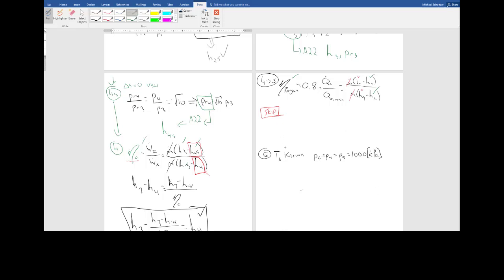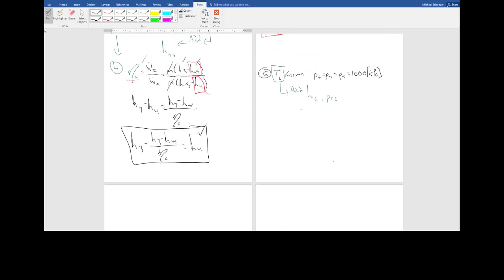This is great because I know the temperature. Anytime I know the temperature, I'm going to go to table A22, and I'm going to pull out H6, and I'm also going to get PR6. So as I move from 6 to 7, that's the first turbine. But because I got an isentropic efficiency for my turbine, first I'm going to go to 7s, right? And here delta S is equal to 0. This is an ideal turbine.